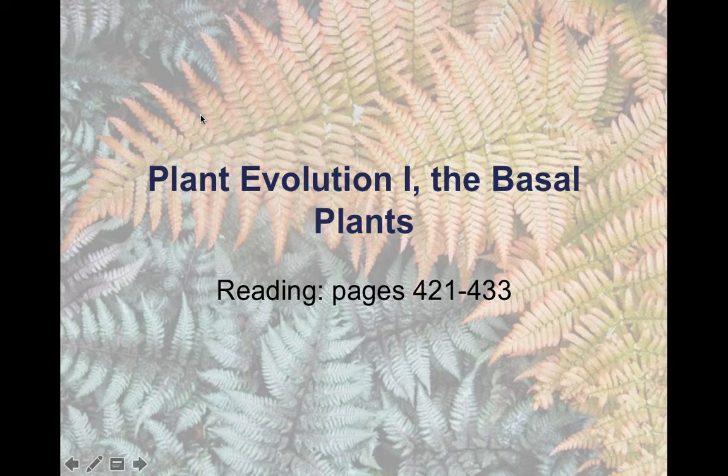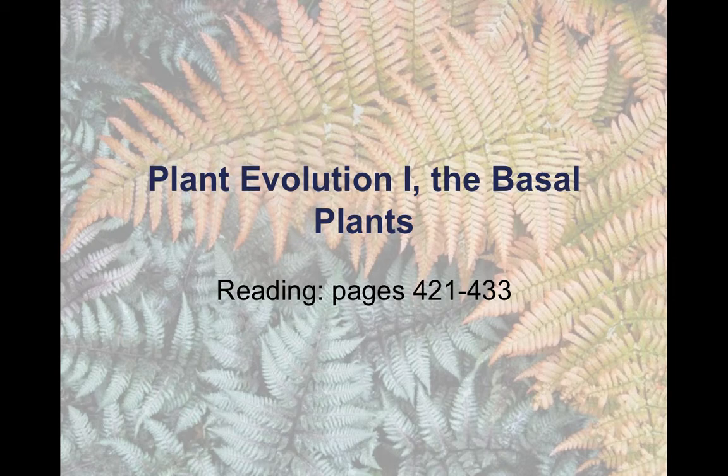Today we're going to be talking about plant evolution. We're going to be focusing on the basal plants. What I mean by basal plants is the plant taxa that are at the bottom of the plant evolutionary tree. So these are the plants that first made that transition from the aquatic environment to the terrestrial environment. In order to survive in this new, drier environment, these plant species had to have certain adaptations to allow them to do that.